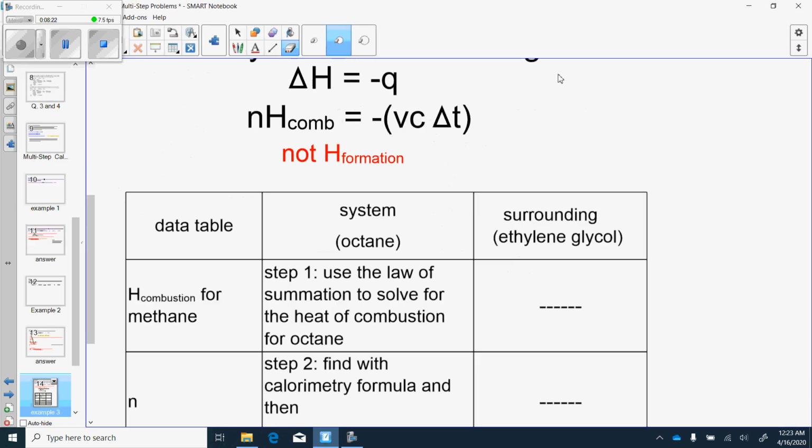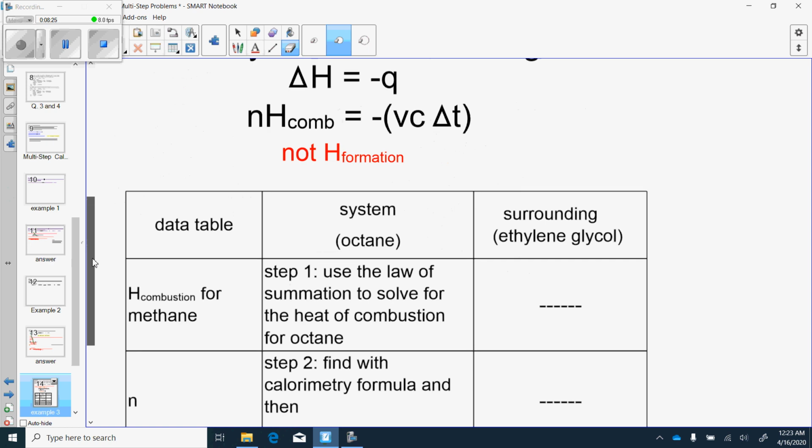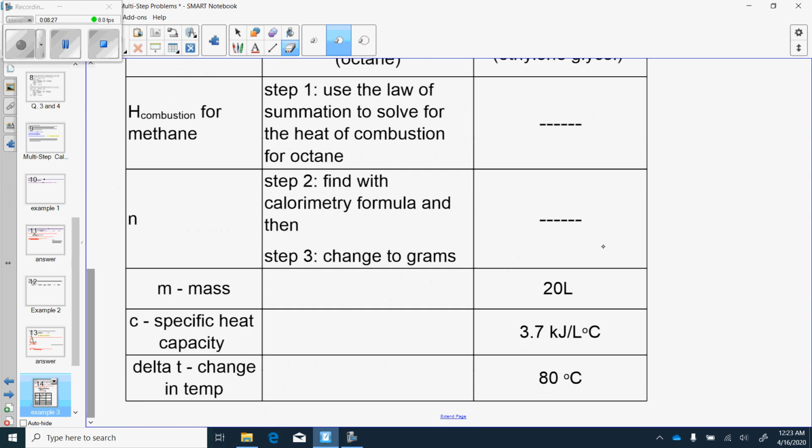There we go. If we take a look at our surroundings, we know we have 20 liters of it. It's not a mass, but it's a volume, which is going to be okay because the unit of the C, see how it says kilojoules, and it doesn't say per kilogram times degrees Celsius, it says kilojoules per liter times degrees Celsius. So it's okay to use liters up here instead of mass. And we know we have a change in temperature, final T minus initial T, a change in temperature of 80. So we are great on the surrounding side, not so great on the initial side.